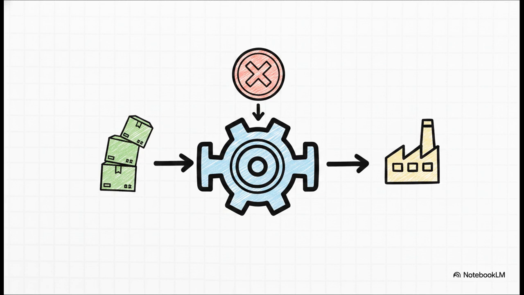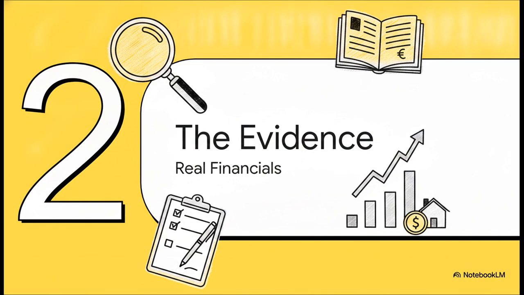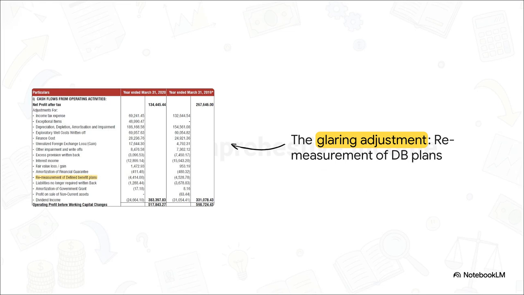This just brilliantly illustrates the core mechanics of the indirect method, right? We are just stripping away all the non-cash and non-operating fluff to get to the true actual cash generated by day-to-day operations. All right, let's move right along to Part 2, the evidence, examining real financials. Okay, take a look at this. We are looking at the cash flows from operating activities using the indirect method.